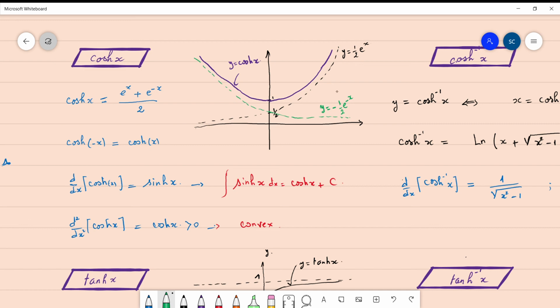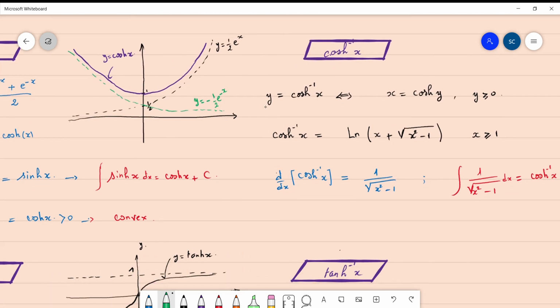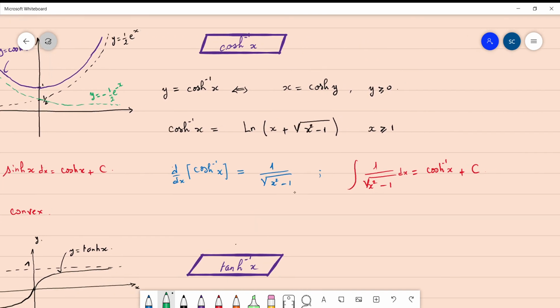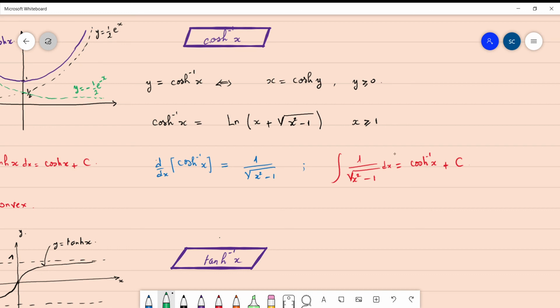As you see from the graph, my cosine hyperbolic cannot be a one-to-one function, but we will reduce the domain of study of this function to 0 to plus infinity, which gives us an inverse function, cosine hyperbolic minus 1. And we show, as we showed for the inverse sine hyperbolic, that it has a formula like this one. The derivative gives us this fraction with the square root, and then we have a new antiderivative.